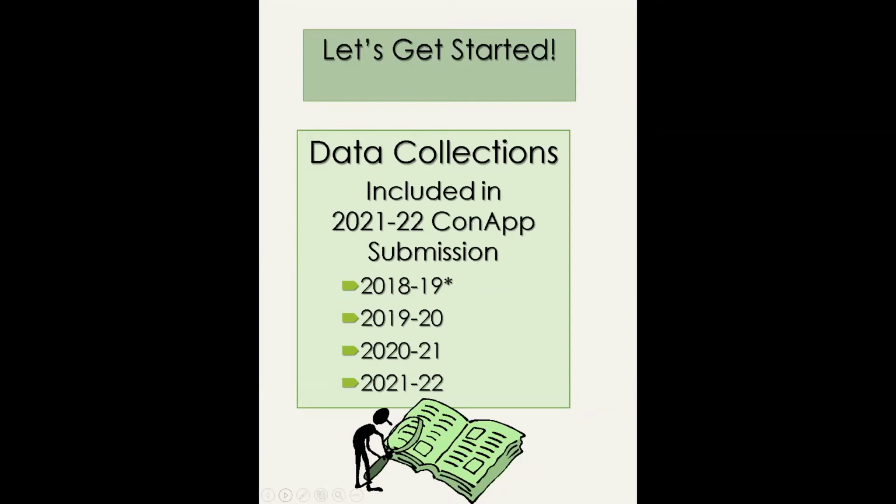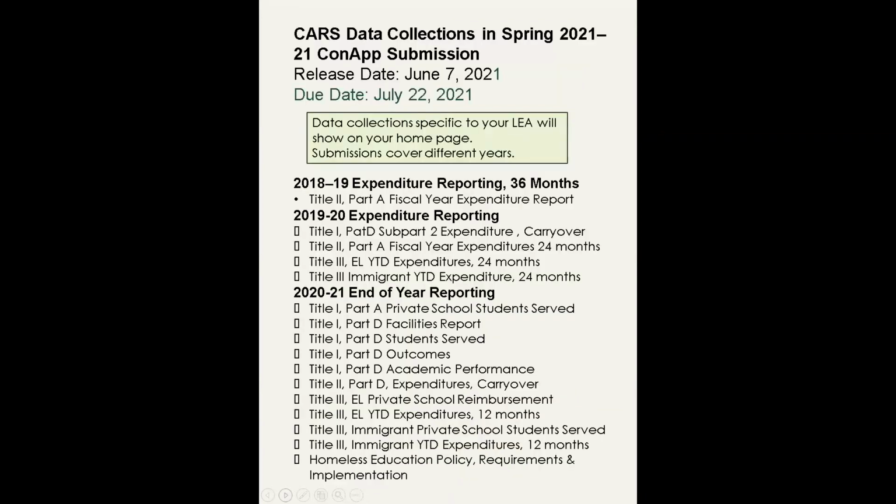So normally you wouldn't have an 18-19, but again, the waiver gave you an extra year if you had any funds left over. So let's take a look at what's included in this application. We looked at this in part 1 also, but for those of you that are joining us, there we are, the 18-19. It's Title 2 that's asking for a 36-month expenditure report. Again, you have 19-20. Those are all expenditure reports for Title 1, 2, and 3.